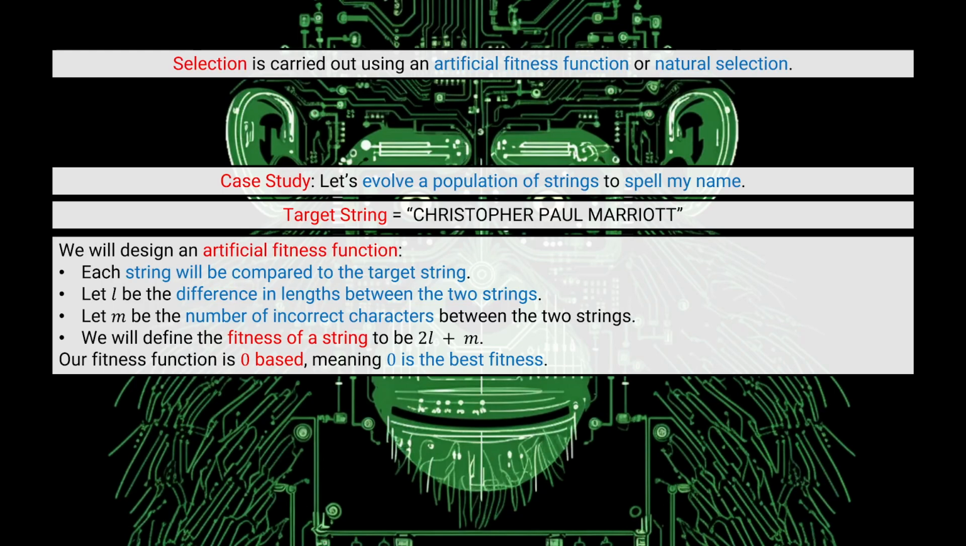One interesting feature of this fitness function is that it is going to be 0 based, meaning the string Christopher Paul Marriott, the target string itself, will end up having a fitness of 0, because the difference in length will be 0 and the number of incorrect characters will be 0. So 2 times 0 plus 0 is 0. So the best possible fitness you can get in this model is 0, and all the other fitnesses, which are positive, higher fitness, are going to actually be worse in this model. So this is kind of an inverse fitness. Sometimes we think of fitness, the higher your fitness, the better. Well, in this model, the lower your fitness, the better.